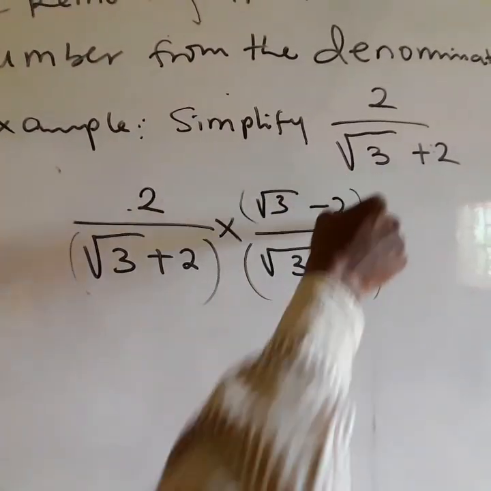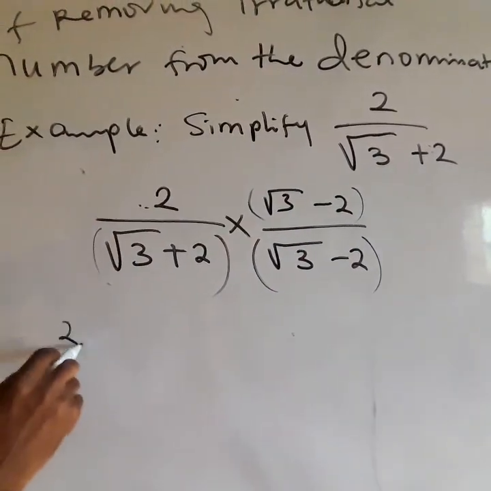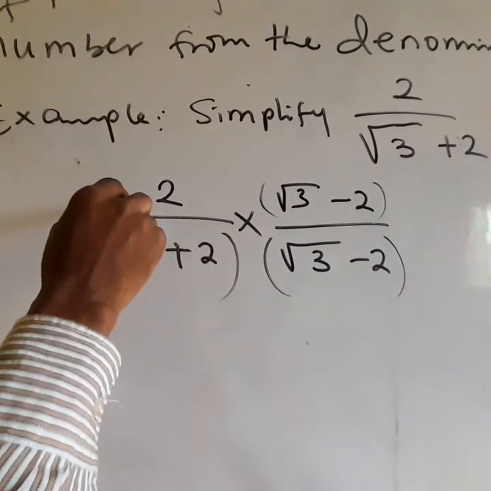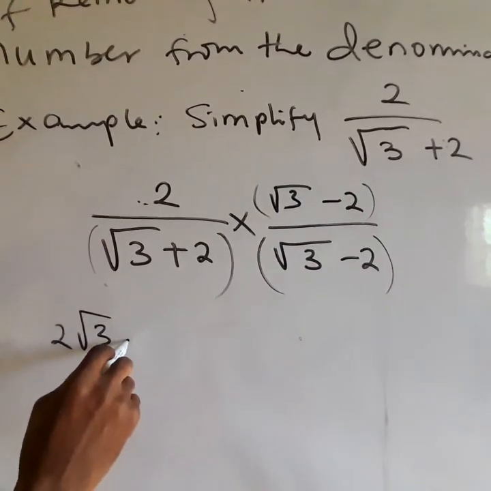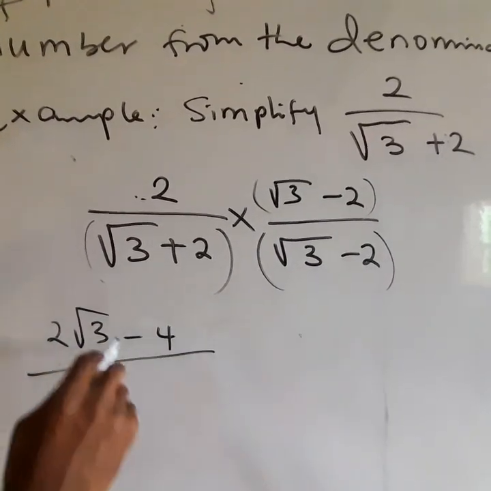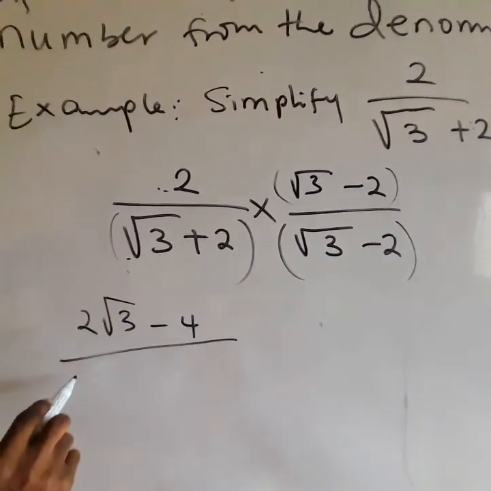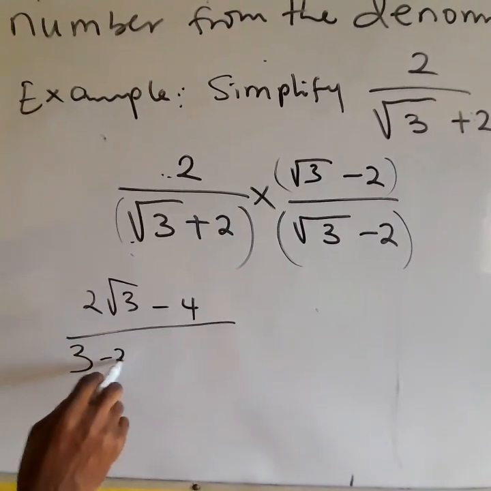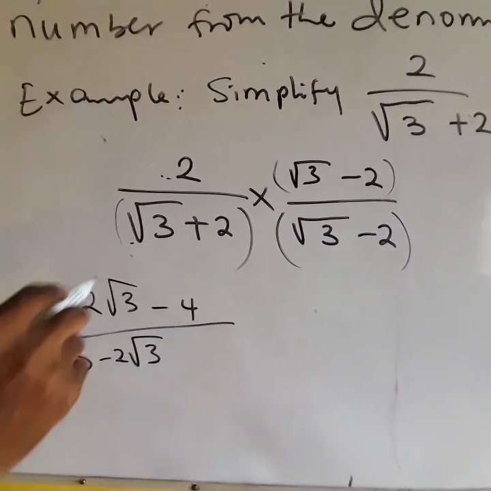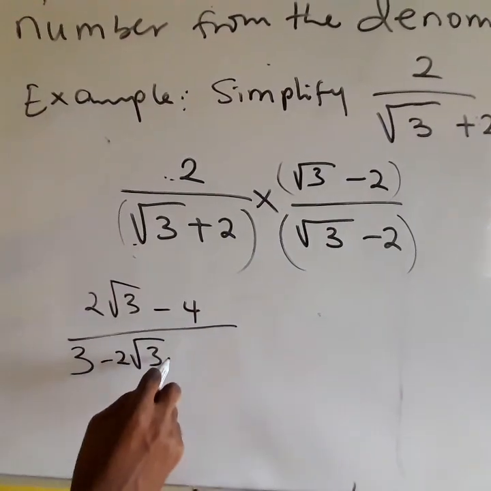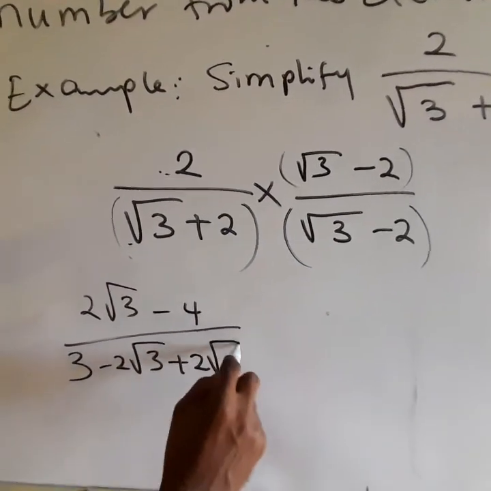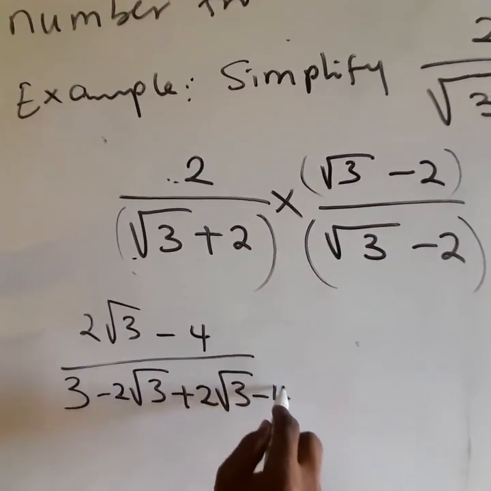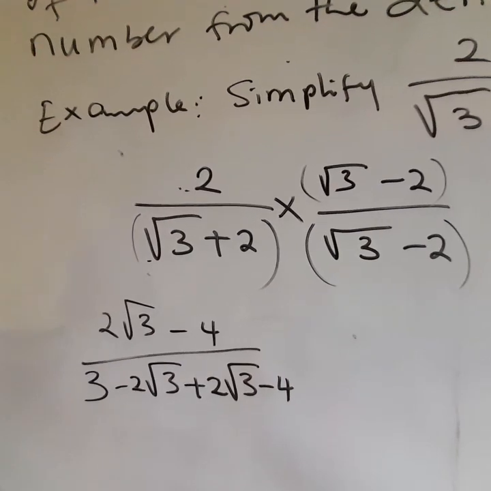Now here, you multiply 2 times root 3 will give us 2 root 3. 2 times minus 2 will give us minus 4. Now here, root 3 times root 3 will give us 3. Root 3 times minus 2 will give us minus 2 root 3. Now 2 times root 3 will give us plus 2 root 3. 2 times minus 2 will give us minus 4.